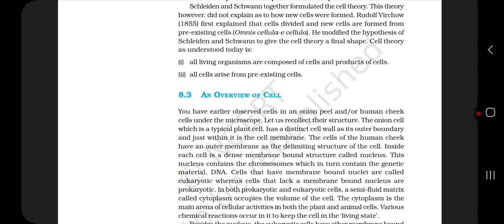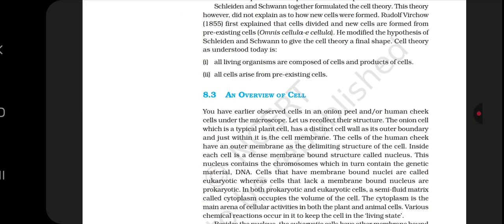Inside each cell is a dense membrane-bound structure called the nucleus. This nucleus contains chromosomes, which in turn contain the genetic material, DNA. Cells that have membrane-bound nuclei are called eukaryotic, whereas cells that lack a membrane-bound nucleus are called prokaryotic. In both prokaryotic and eukaryotic cells, a semi-fluid matrix called the cytoplasm occupies the volume of the cell. The cytoplasm is the main arena of cellular activities in both plant and animal cells. Various chemical reactions occur in it to keep the cell in a living state.